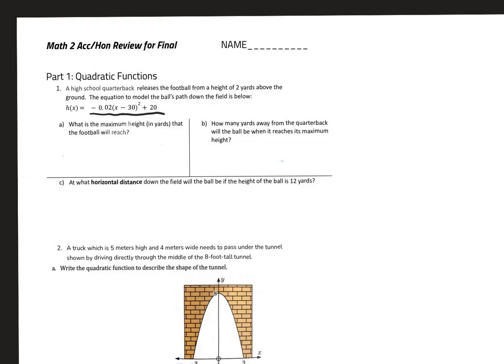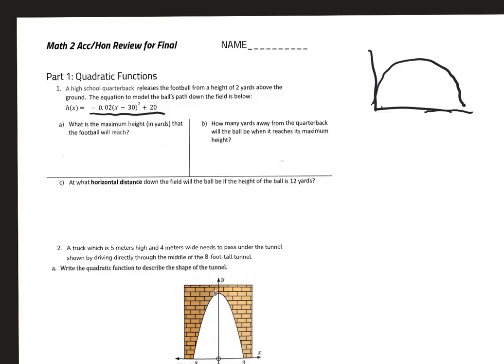We're going to talk about what form we're dealing with in a second, but first just think about what's generally going on here. We have a quarterback, and let's say the ball's a little bit off the ground when the quarterback throws it, it goes up, reaches a maximum height, and then continues to drop from that maximum height. So the first question asks us, what is the maximum height?